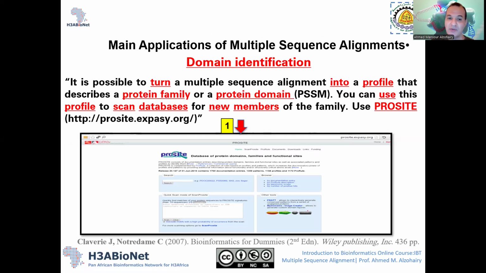Also, one very important and very similar application is domain identification. For domain identification, there are programs like ProSite. You can gather your multiple sequence alignment and identify patterns or domains, and these domains can be identified easily through multiple sequence alignment and are characteristic of your sequences. You can use programs like ProSite, as you can see here.